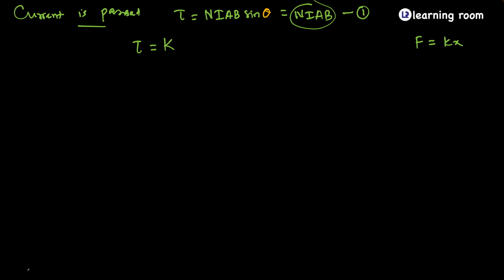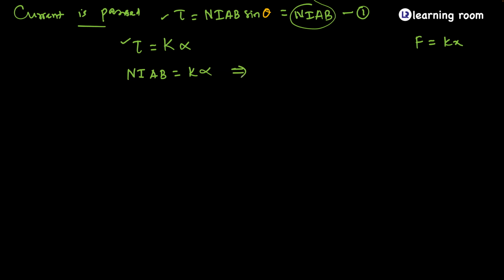Now listen. I'll call this K times alpha, where alpha is the number of divisions the pointer has traveled. Can I say that this torque and this torque are numerically supposed to be the same? So N I A B will be equal to K into alpha. When this is the case, all that we need to do is rearrange this equation.